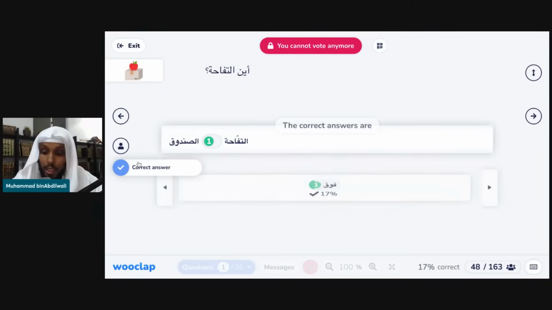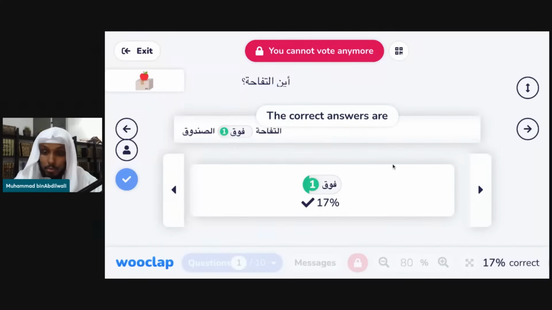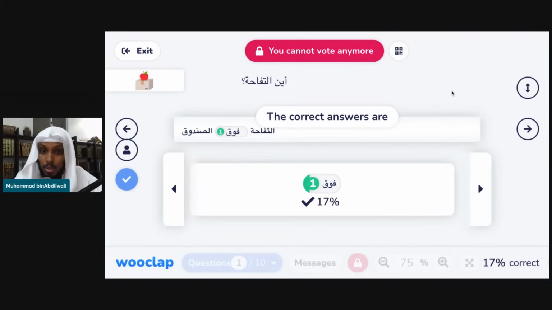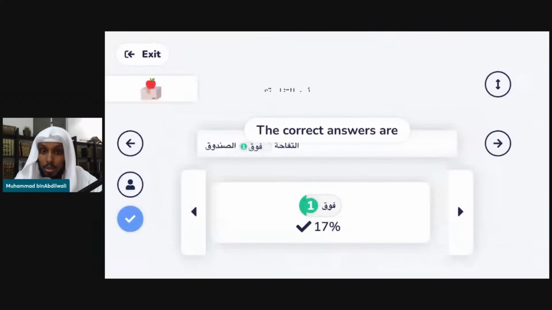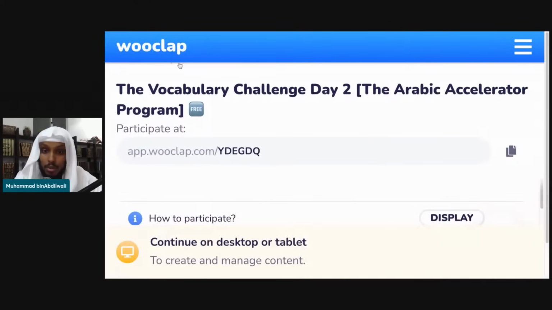طيب أين التفاحة؟ The answer is التفاحة فوق الصندوق. فوق. 17% of you got it right. Others have said, let's see what the other answers are. Oh, man. Okay, I messed up my resolution. I don't know how this works. What is it doing?